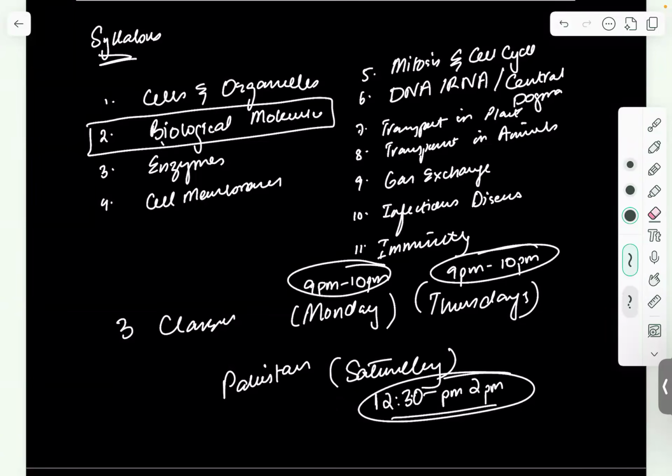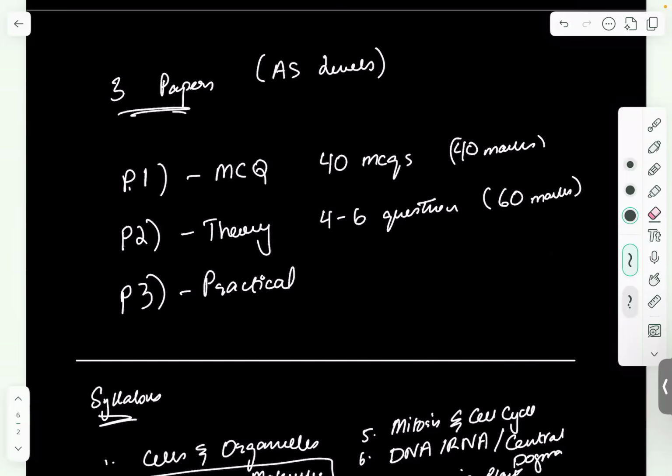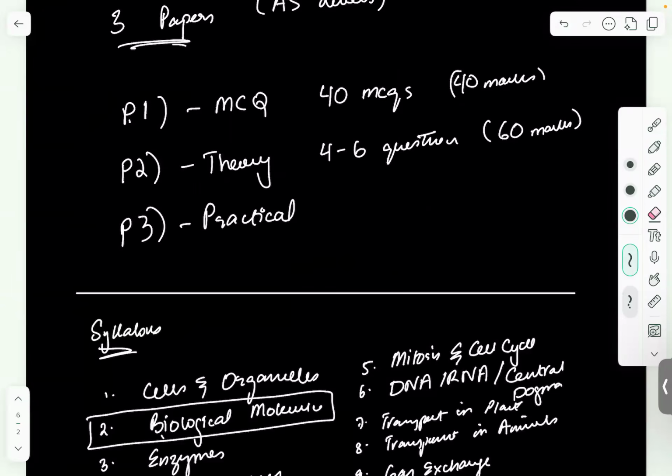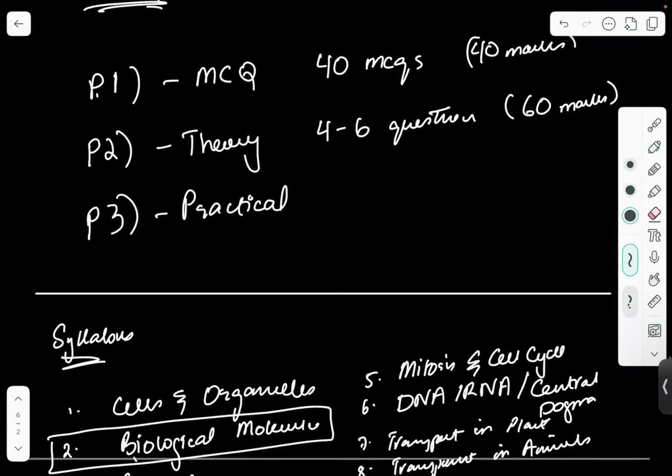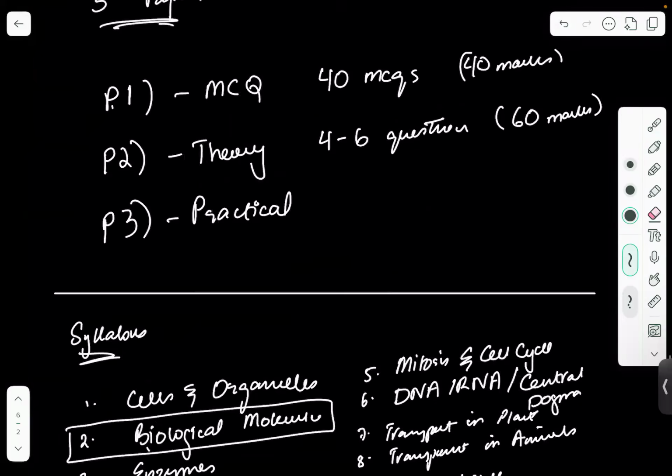Any other questions on what we covered or the syllabus or the papers? Sir, how many marks is practical? Practical is, I believe, 40 or 60 marks. I will double check that. But yeah, it's the same. Yeah, 40 marks, as MCQs.